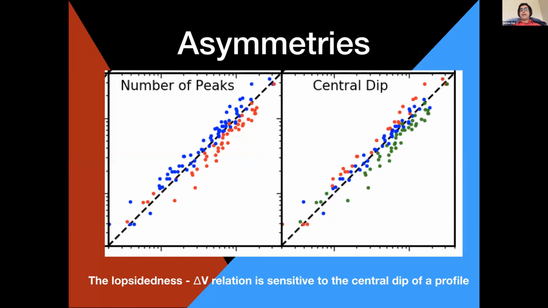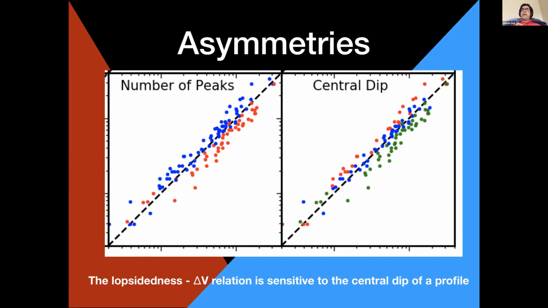And I want to highlight here the number of peaks in the central dip. Blue points have two peaks, red points have a single peak, and in this parameter space, they're very well separated. It turns out this separation is actually due to the central dip, where green points have no dip, blue points have a dip above 50% of the peak flux, and red points are below 50%.